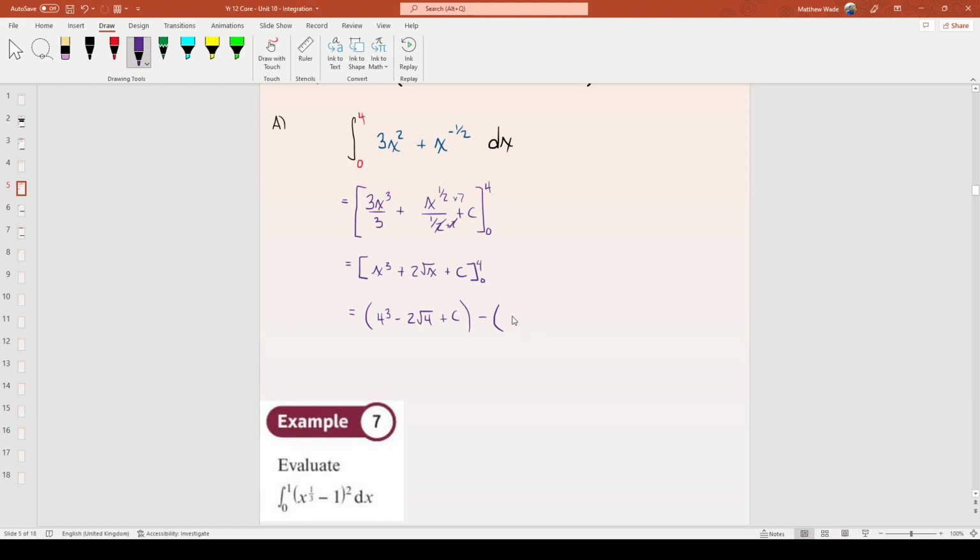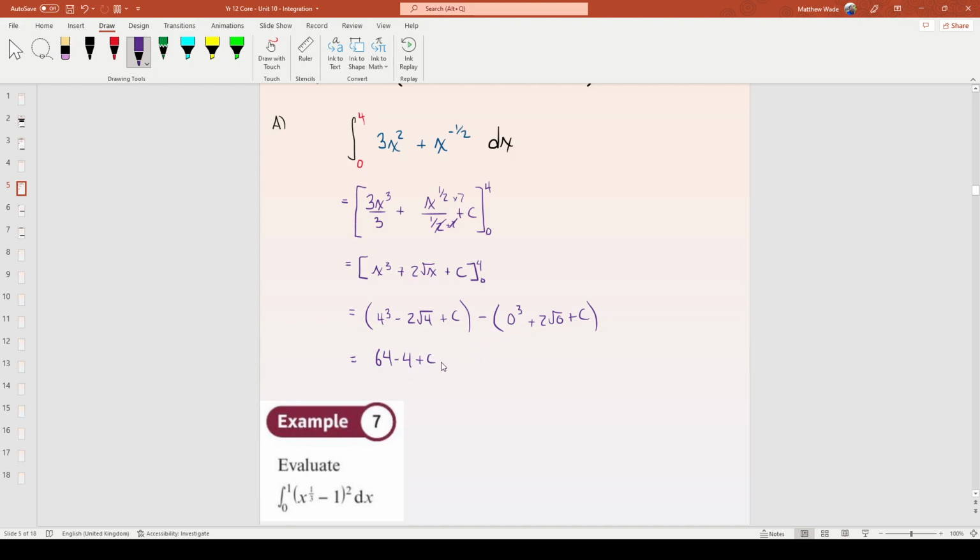Open a circle bracket, 0 cubed, plus 2 lots of the square root of 0, plus c. How exciting. So that's what we've got there. Now, do I want a calculator or do I want to go with that? I'm going to go with that. I want to be brave. 4 times 4 is 16 times 4 is 64, I think. So we're going to get 64. Take away, square root of 4 is 2 times 2 is 4. Take away 4 plus c.